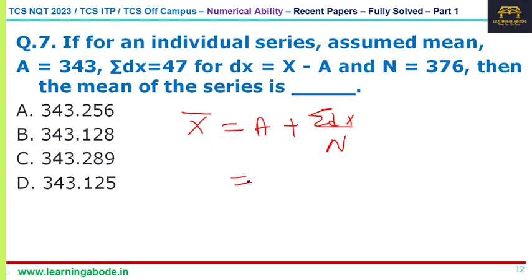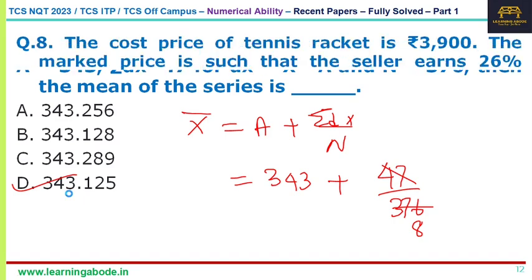In fact, you can directly mark the answer. The assumed mean is 343 plus the deviation is 47 by 376. By now we know these two must be related. Yes, they are related, 1 by 8. So we know 1 by 8 is 0.125. 1 by 2 we know it's 0.5, 1 by 4 we know it's 0.25, so 1 by 8 is 0.125. So 343.125, answer option D, is the answer for question number 7.